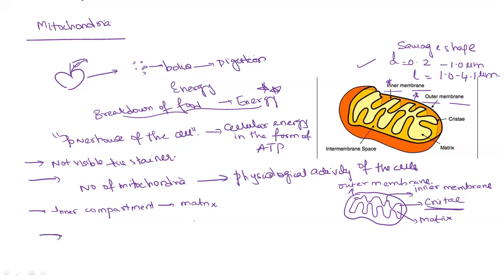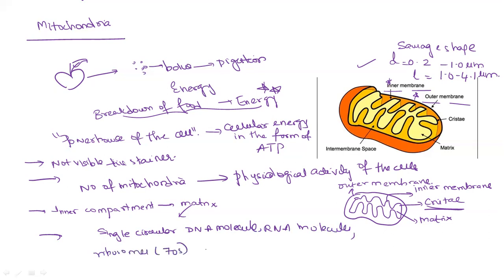And let us talk a little bit about the matrix. What does the matrix really contain? It has a single circular DNA molecule, and it has few RNA molecules, and it has ribosomes, that is 70S. And these ribosomes, as we know, are mainly for protein synthesis. And how does the mitochondria divide? Mitochondria divides by fission.